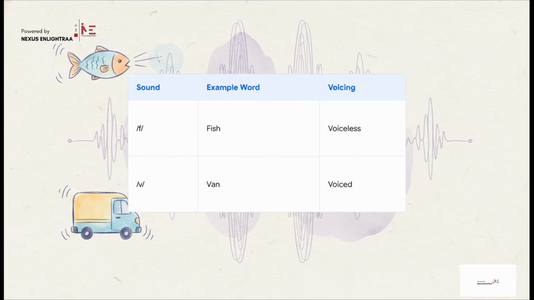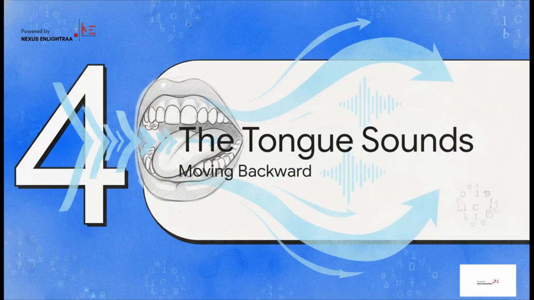We have a voiceless and a voiced pair right here. First up, voiceless. Just push the air right through your teeth. F, f, fish, f. Now turn on your voice box. Make it vibrate. V, v, van, v. Excellent job. Let's move into section 4, the tongue sounds.